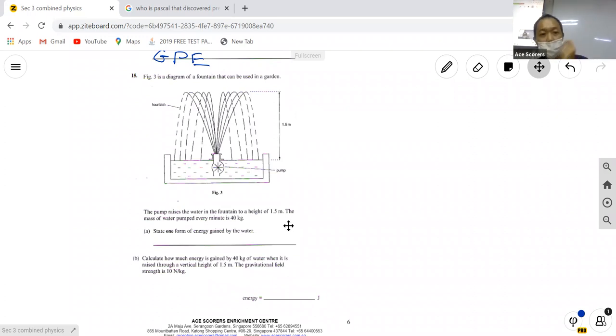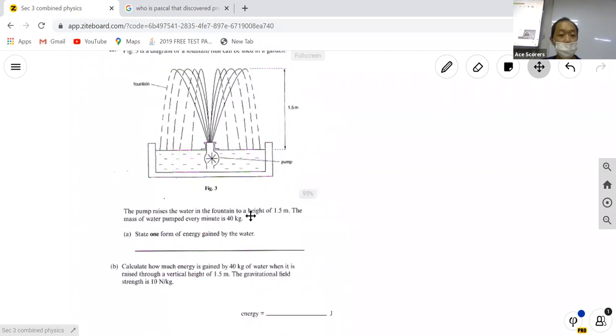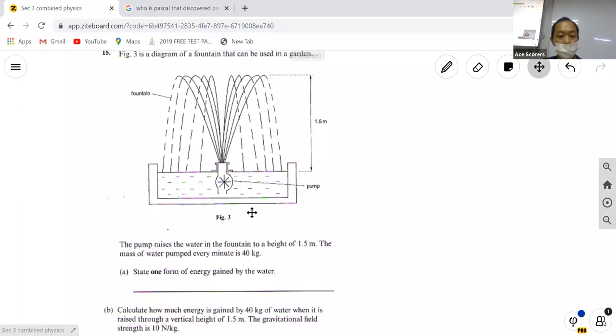Okay, diagram: a fountain can be used in the garden. The pump raised the water to a height of 1.5 meter. The mass of water pumped every minute is 40 kg. Step 1, the energy gained by the water is GPE, right?